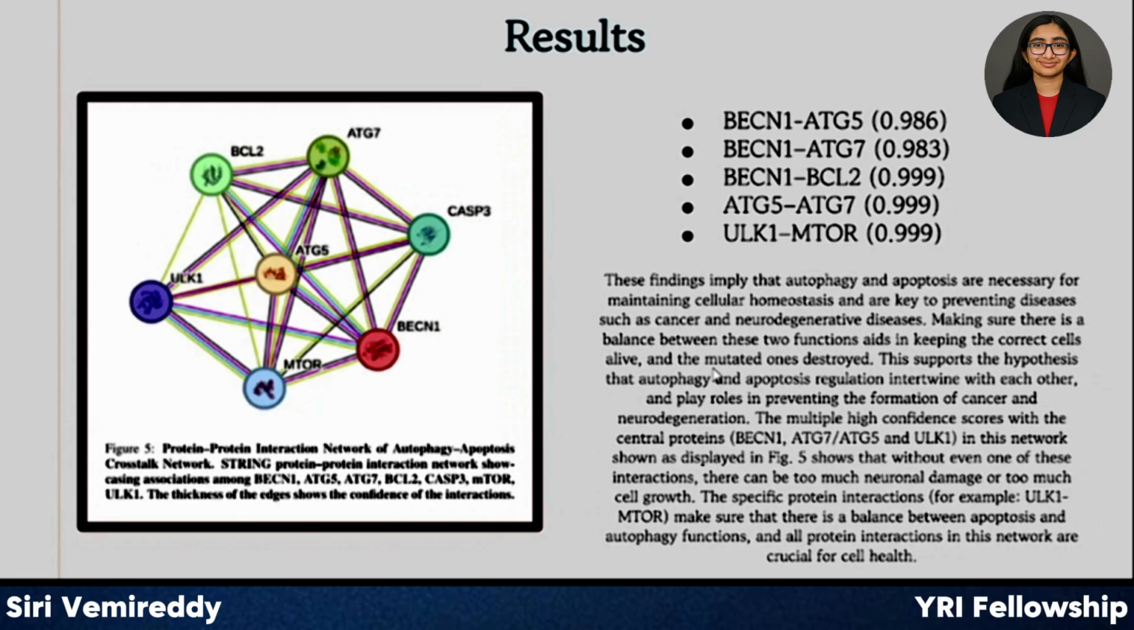The multiple high confidence scores with the central proteins, which include BECN1, ATG7 or ATG5, and ULK1 in this network, show that without even one of these interactions, there can be too much neuronal damage or too much cell growth caused. So it highlights the importance of making sure that there is a balance. The specific protein interactions, for example, ULK1 and mTOR, which is one of our higher confidence level interactions, as I listed earlier, make sure that there's a balance between apoptosis and autophagy functions, and all protein interactions in this network are crucial for cell health.